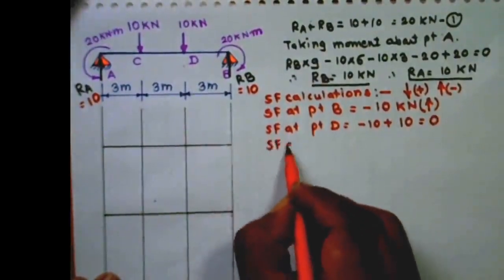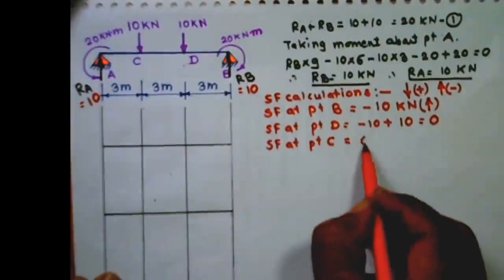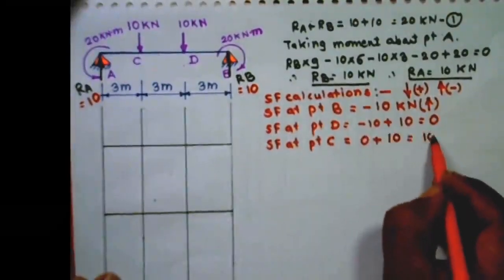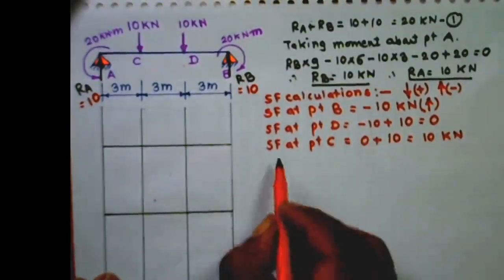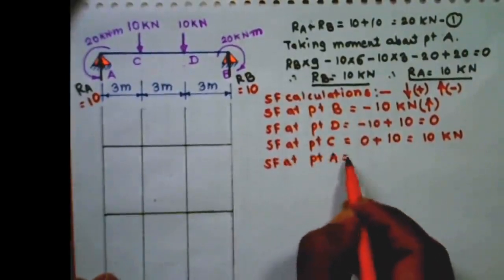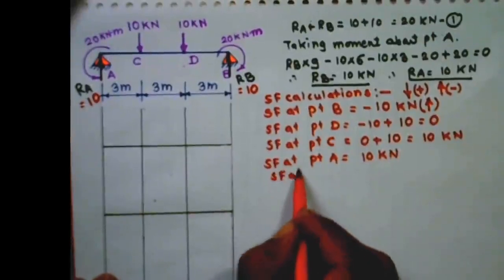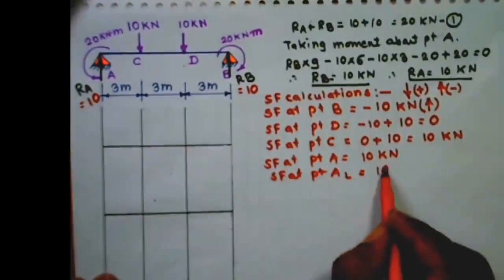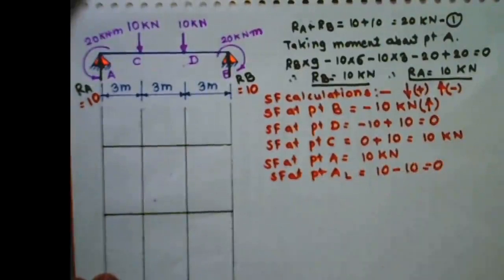Again shear force at point C. Here 0 is there, and 10 is acting in the downward side, so positive. So again 10 kilonewton shear force at point C. Shear force at point A is equal to again 10 kilonewton. If you have to calculate just left side of the point A, you may say 10 minus 10 is equal to 0. So there is no need to calculate this value every time.